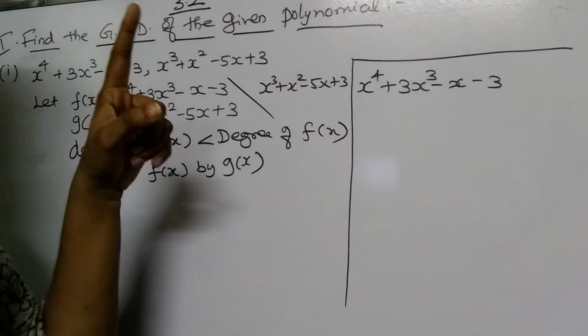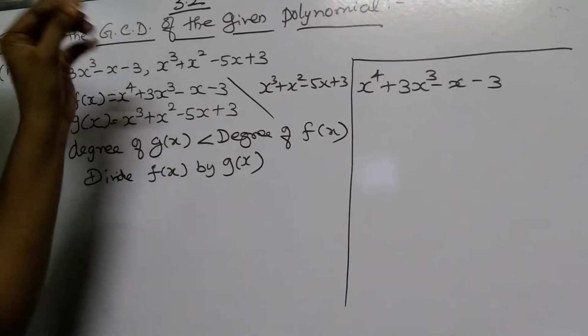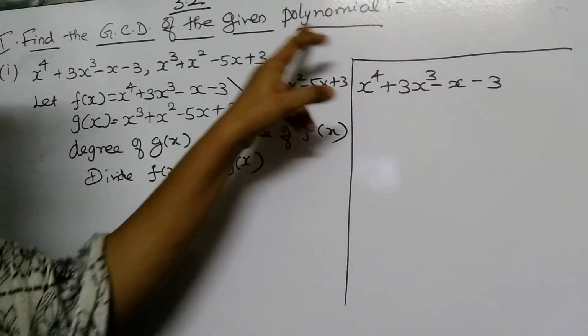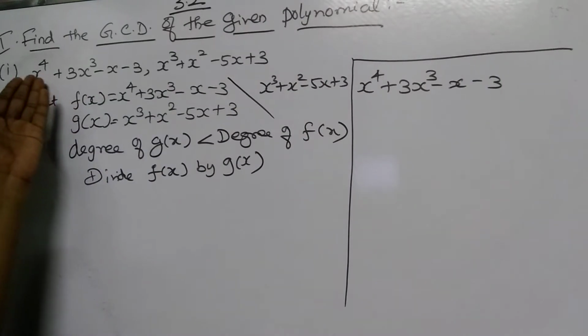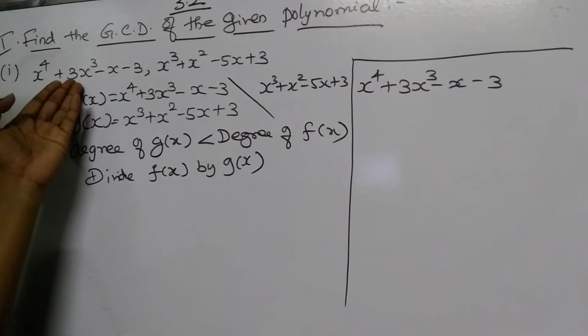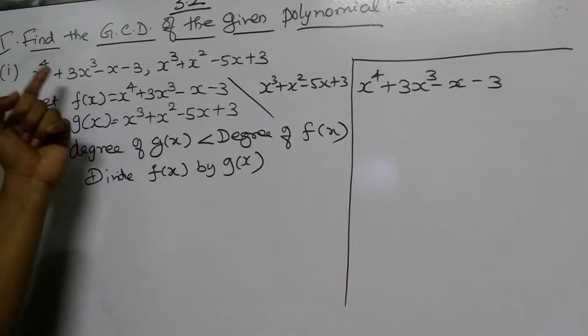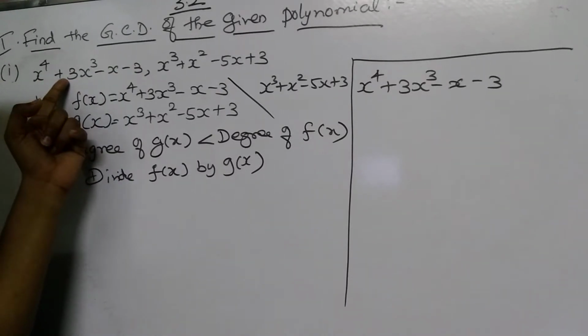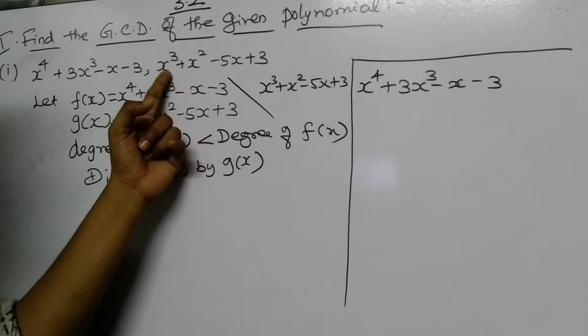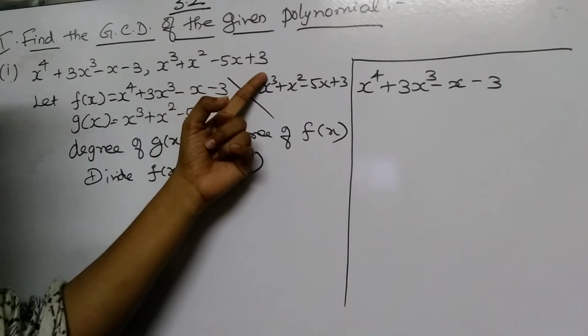LCM, GCD, you have done that, isn't it? HCF, LCM. Same here. Instead of single digits, you have polynomial expressions. Here the first polynomial has an x power 4 term, an x power 3 term, an x term and a constant term. The x square term is missing. Then the second polynomial has an x cube term, an x square term, an x term and a constant term.